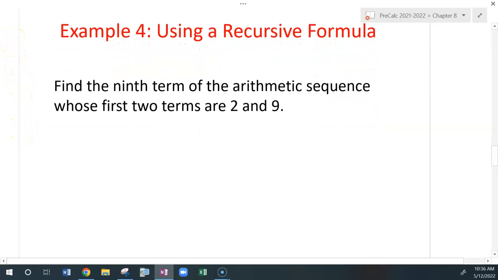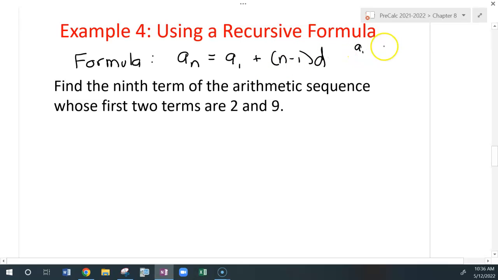The second method is a formula. We have a formula that works for every linear sequence as long as you are given the first term and the common difference. And that formula is this: a sub n equals a sub 1, that's the first term, plus n minus 1 times d. a sub 1 is the first term, and d equals the common difference. And n is going to be the number of terms.